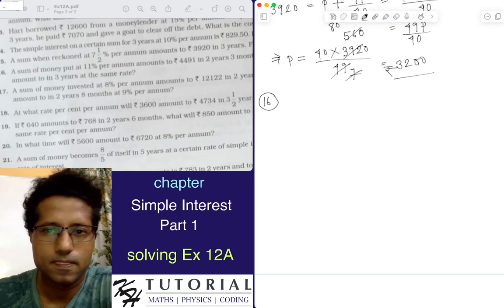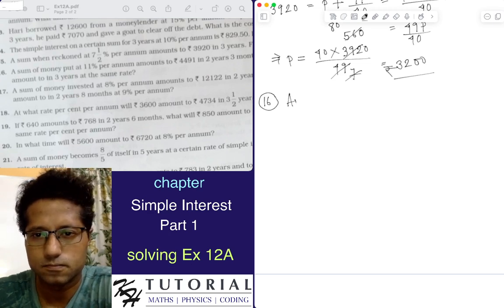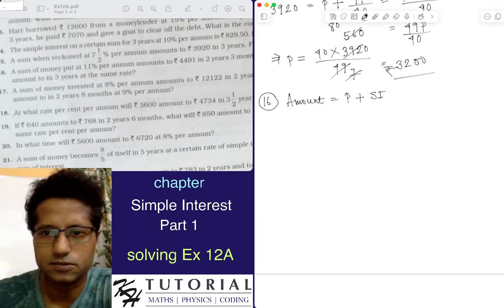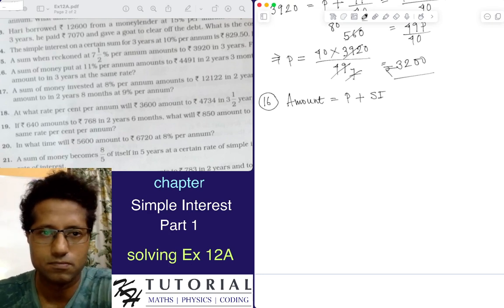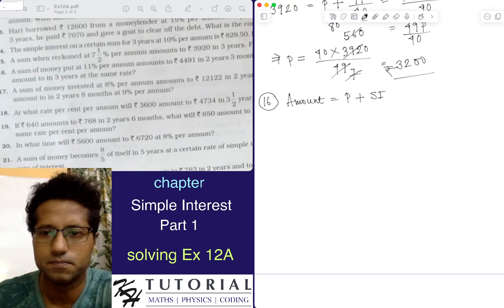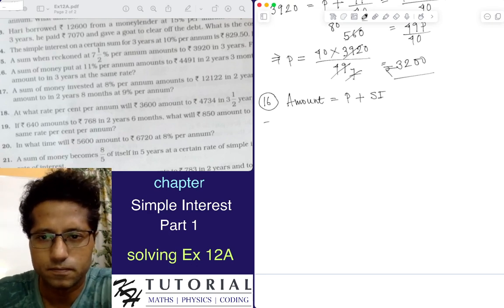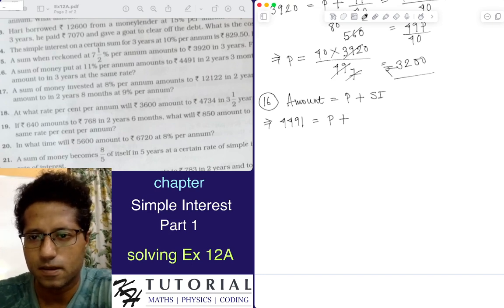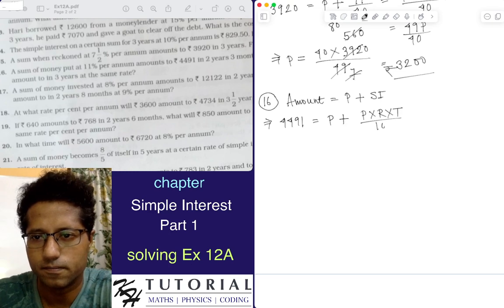So we know that amount is equal to principal plus the simple interest. Principal we don't know. A sum of money, we don't know the sum. Sum means the P, principal. Amount is given to be 4491, equal to P plus the simple interest. Now what is simple interest? Simple interest is P into R into T by 100.